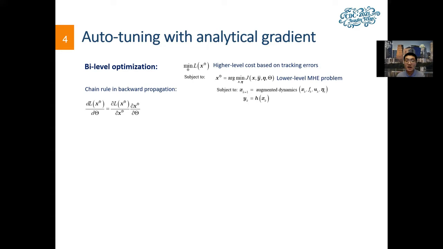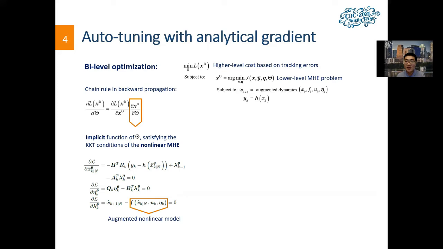In this chain rule, since the higher level cost is an explicit function of the MHE solution, it should be straightforward to calculate the first term. However, the key is how to efficiently calculate the second term. The MHE solution must satisfy the KKT conditions of the nonlinear MHE problem. The nonlinear model makes it difficult to solve the KKT conditions directly. So calculating the second term is very challenging.